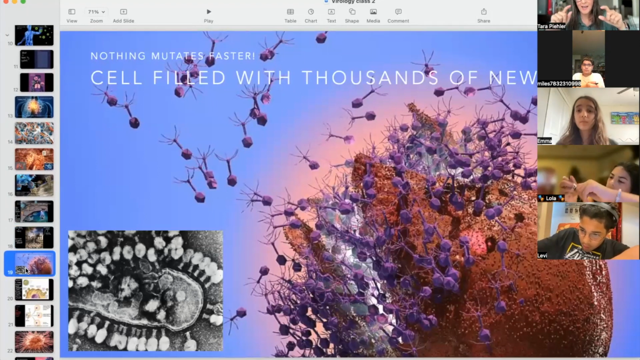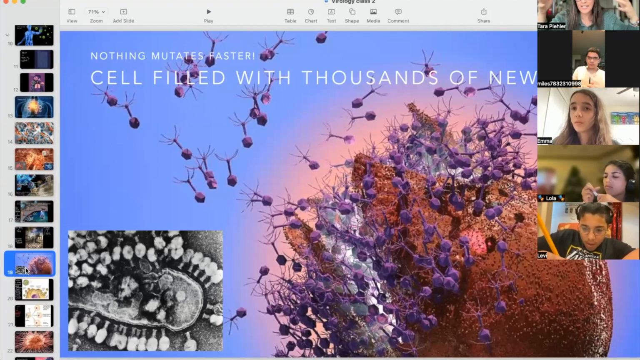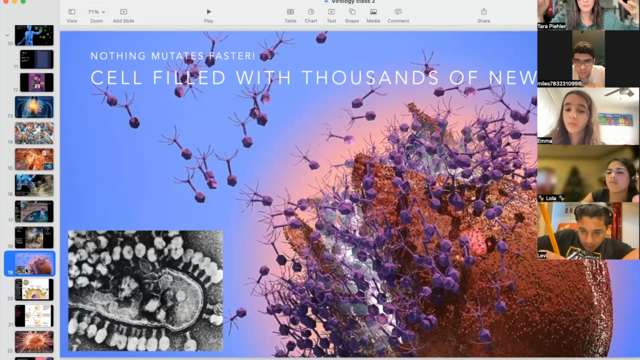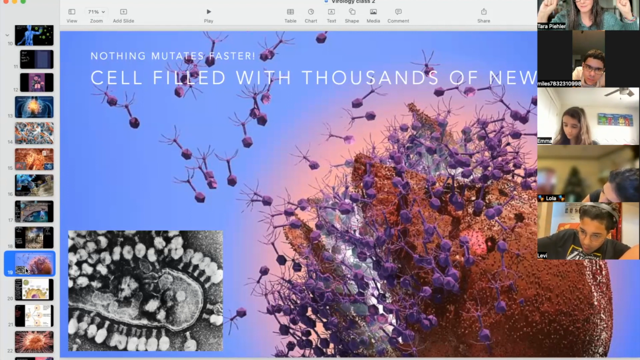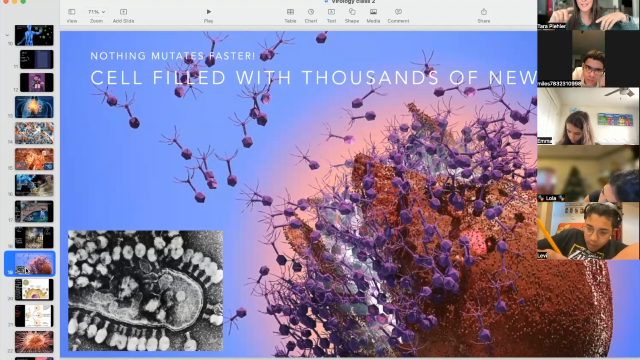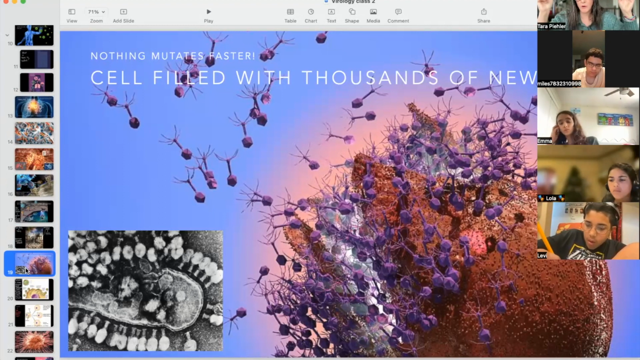This only happens once the cell starts replicating the virus and makes thousands of new viruses. Does the cell then burst open and let them all out? And now you have thousands instead of just one virus, thousands infecting all of your cells. Okay. What's the black and white photo? That's an actual picture of one.